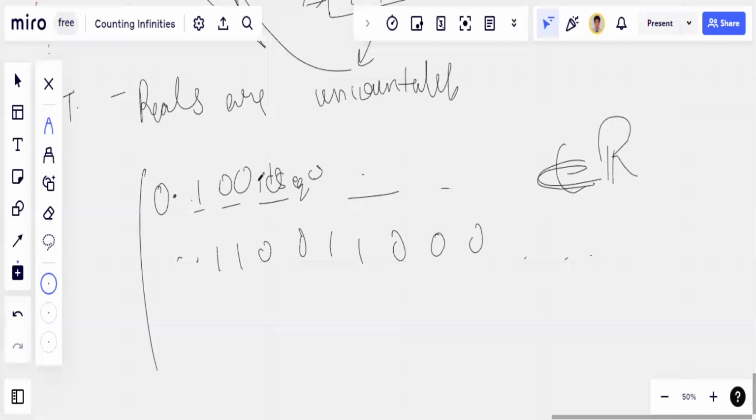And we know that this set is uncountable because we just proved 0 1 sequences are uncountable. And a subset of reals is uncountable, so reals are also uncountable, right? So is this clear? Yes or no? Okay, nice.